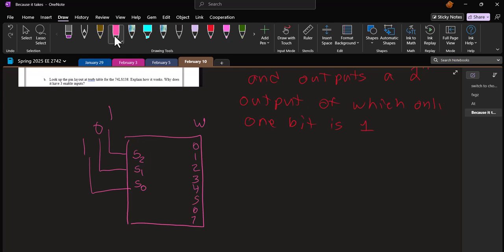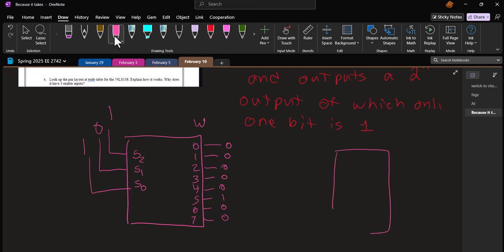What is that the binary number for? 3. Nope. 5. So that would mean my output would be 00000100. Yep. Only one of these is going to be 1. And it's going to correspond to what the value of this number is.